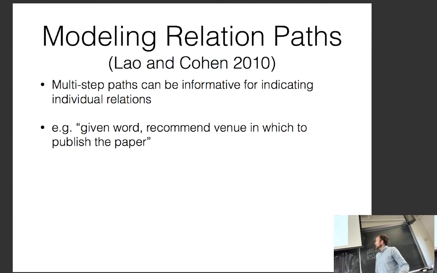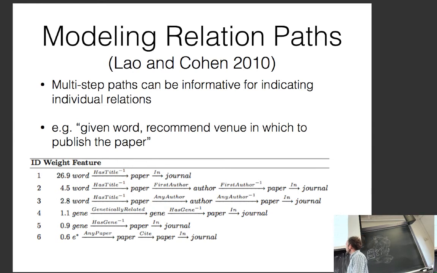This is an application that seems like it would be very useful for a lot of us. Let's say we're writing a paper in a new domain and we don't know where to submit it. Given the vocabulary of our paper, which conference should we submit to? What it learns is these rules on paths through the knowledge base, where we go from word to has title -1. This jumps up to papers that have this word in the title, and then you jump back down to which journal this paper was in. If a paper with this word in the title has been published in a particular journal, that's pretty indicative that we should be publishing there.